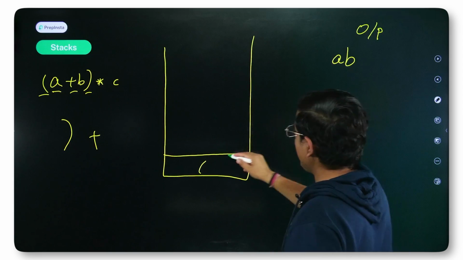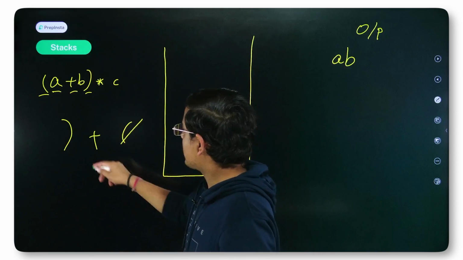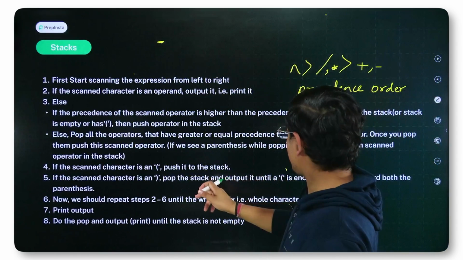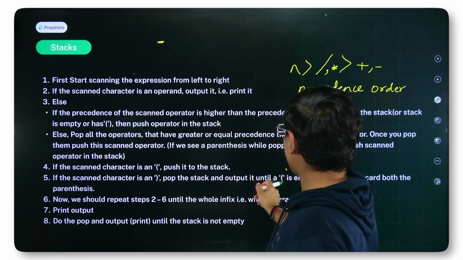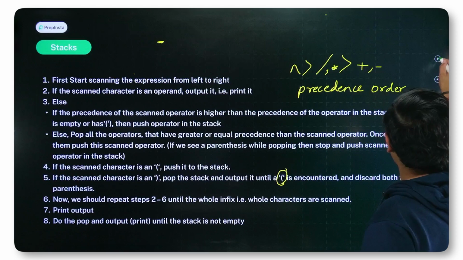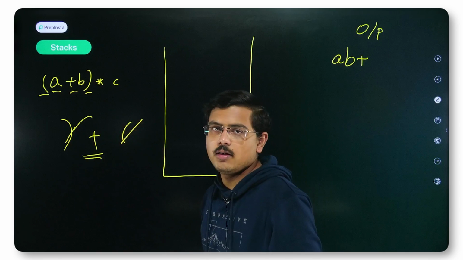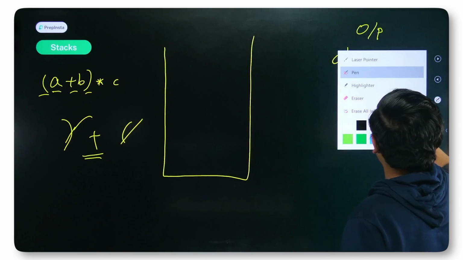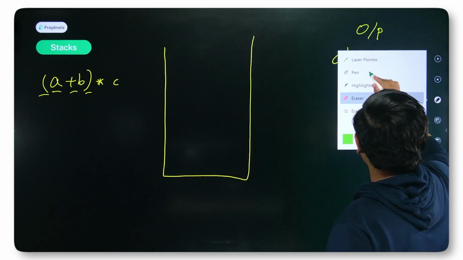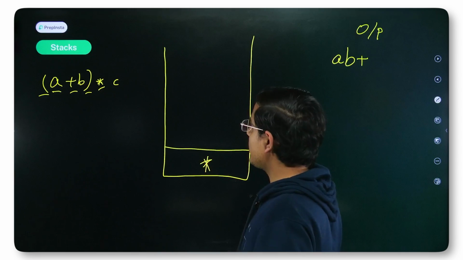We are left with this, we again pop, fine. So we again pop and we get this, fine. We discard it and print this as the output. Why so? Because we pop the stack and output it until this particular expression is encountered. So I output this plus, and I have discarded both the brackets. Now I go further and check that there is one more operator, which is the multiplication operator. The stack is empty, I push it.